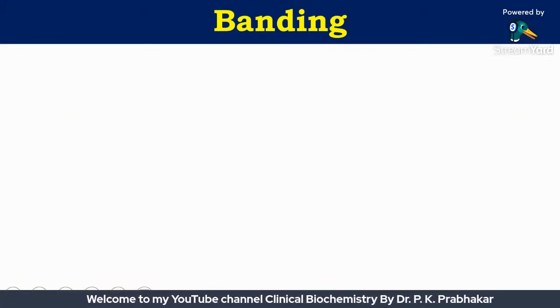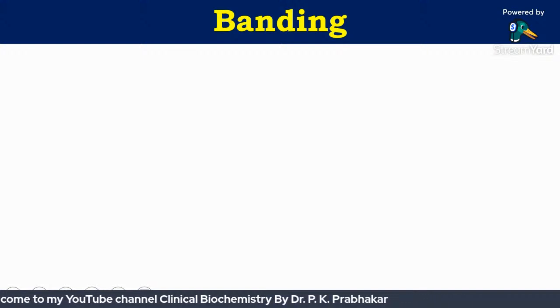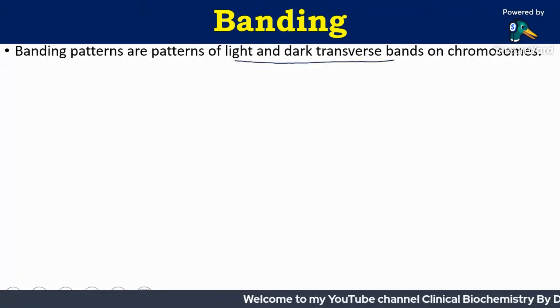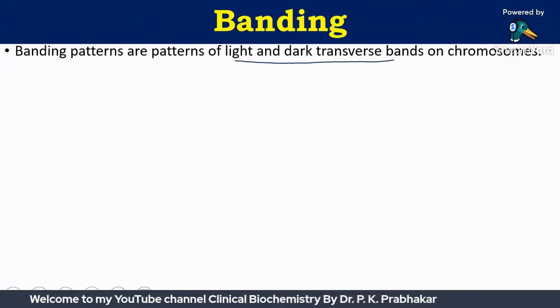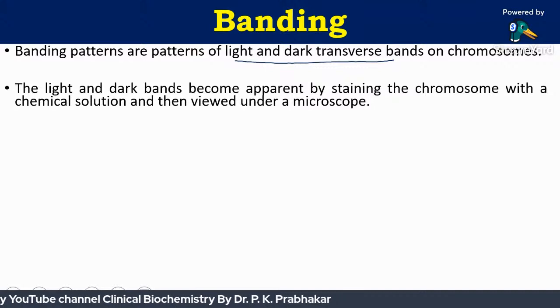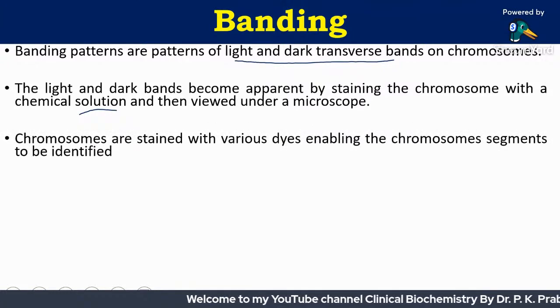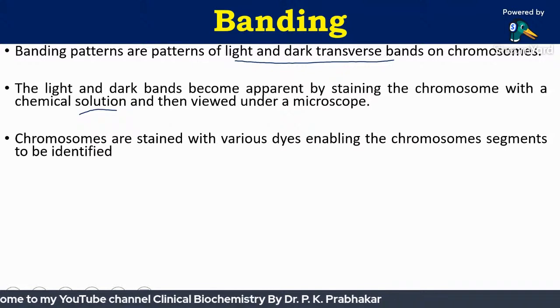Then come to the banding pattern. How is the banding pattern going to happen and how are we going to use it? The banding patterns are the pattern of light and dark transverse bands on the chromosome. There we have alternating dark and light bands. The light and dark bands become apparent by staining the chromosomes with chemical solutions, then viewing under a microscope. Depending on which type of dye, which type of stains you are going to use, a similar type of microscope you can use.